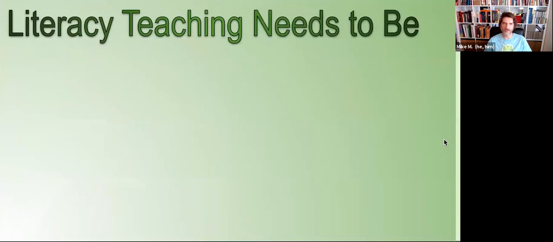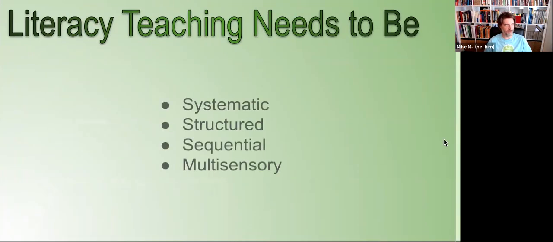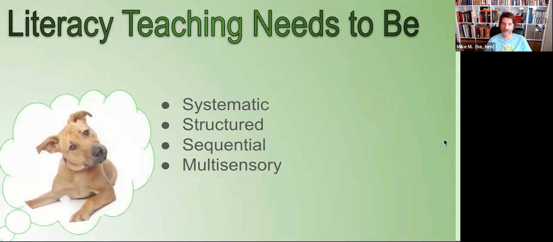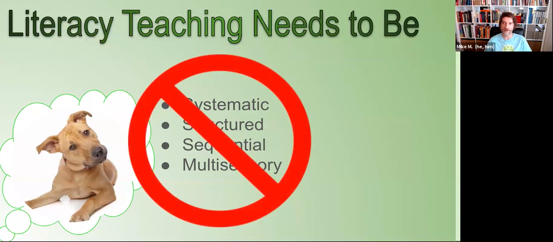So according to this book, literacy teaching needs to be systematic, structured, sequential, and multisensory. And if you Google that, you get a lot of different places saying it, but not very many people defining it. To my brain, it seemed redundant. And I was like, I got to figure out what this is. What I do know for sure is that it was not that way for me. Reading teaching was not that way.